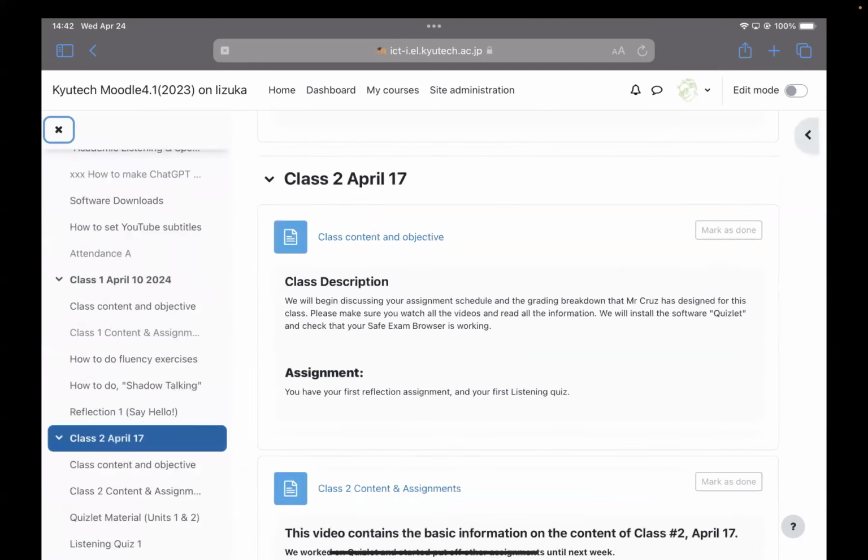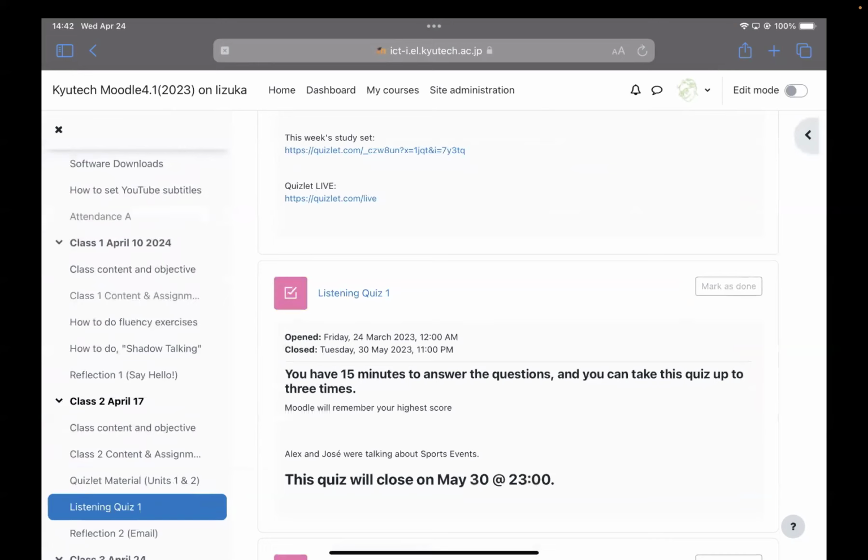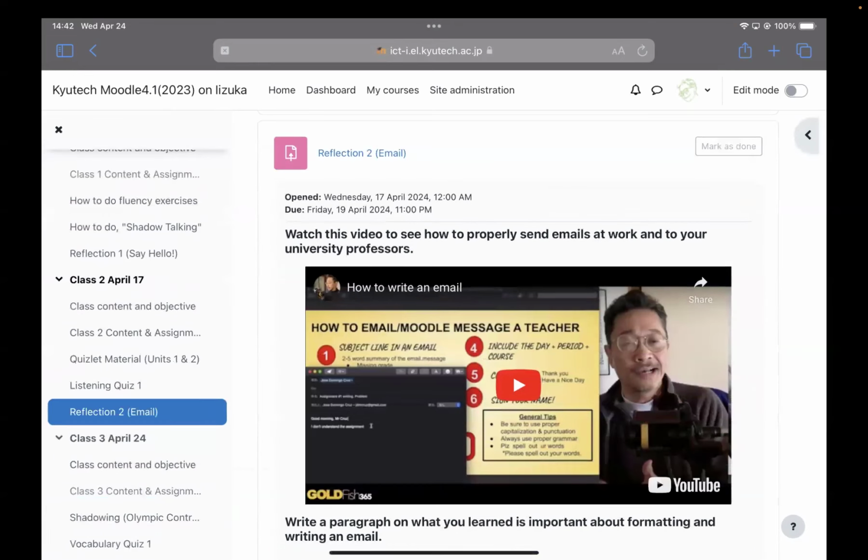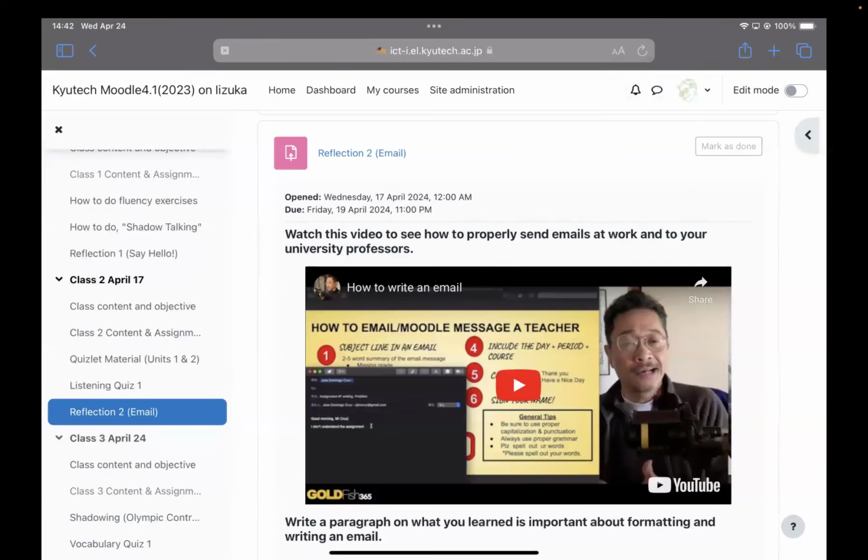And then in class 2, we had reflection number 2, which was about email. Please make sure about that too. Also, make sure that when you take the picture, the picture itself doesn't end up turned 90 degrees. So when you're taking the picture, make sure that you turn off the screen lock. If you don't turn off the screen lock, the picture will turn 90 degrees on you, okay? So turn off your screen lock.